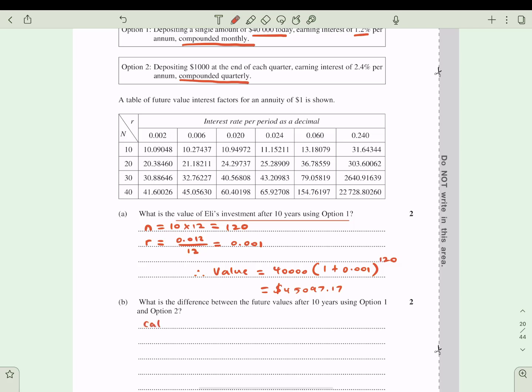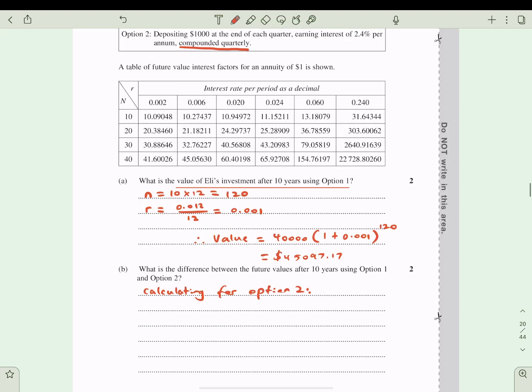Okay, so calculating for option 2 first. Let's write that down so the marker knows what we're doing. N is equal to 10 times 4 because there's 4 quarters per year. Okay, so 10 years, there's going to be 40 quarters. And R, instead of being 2.4%, is now actually going to be 0.024 divided by 4, 0.006.